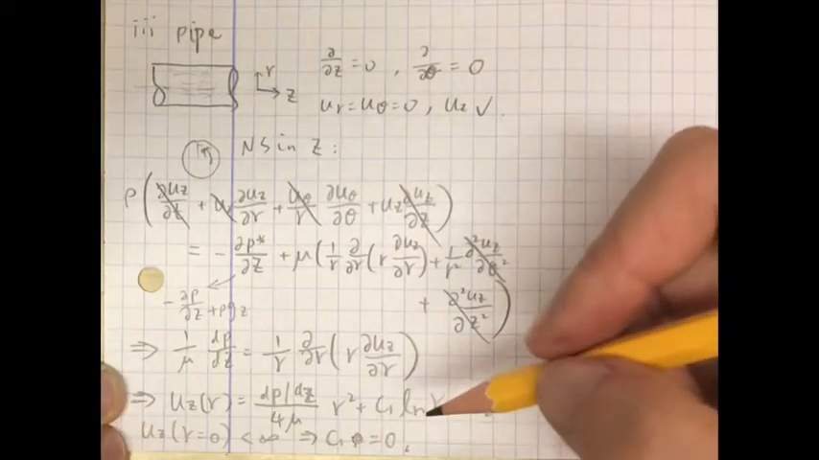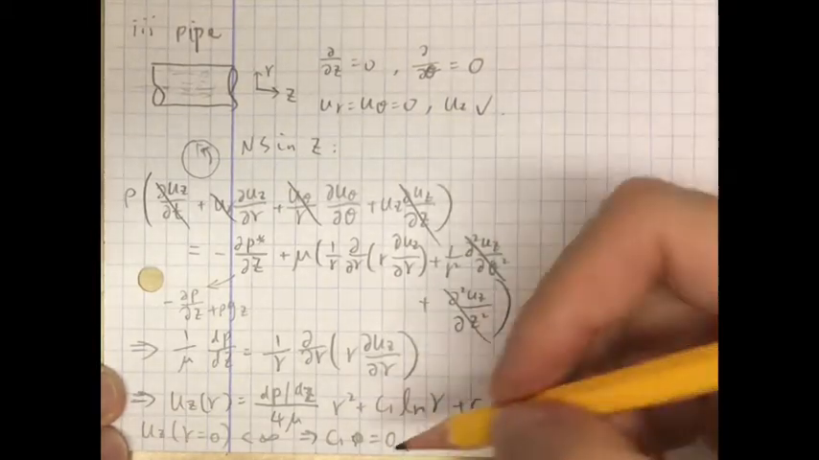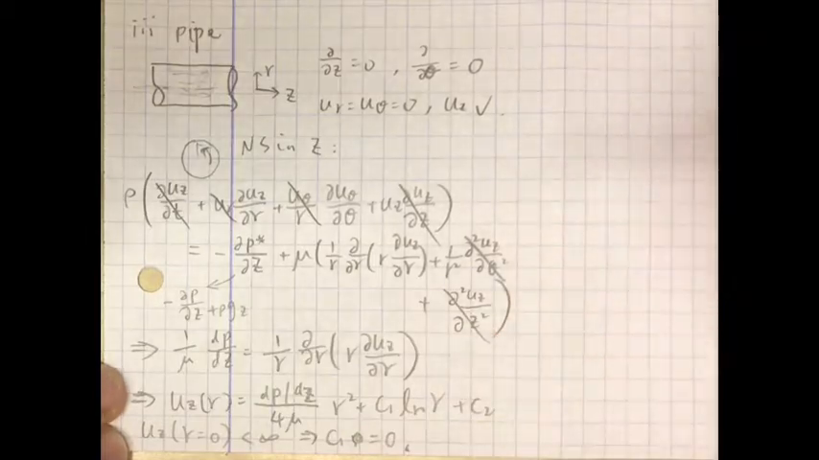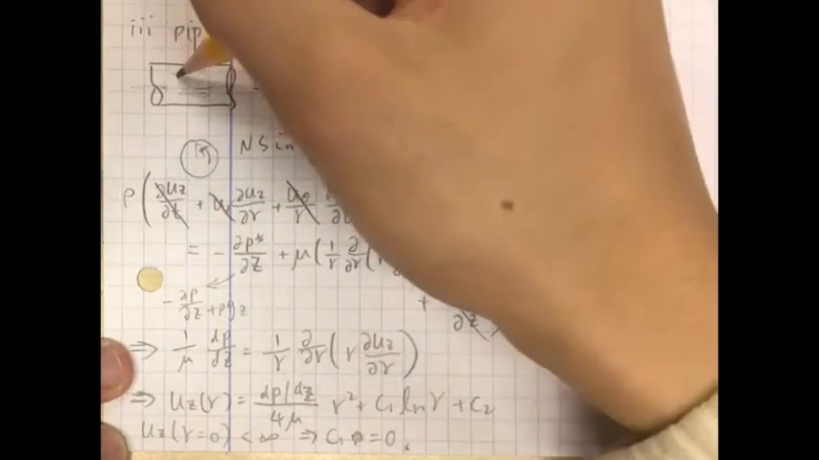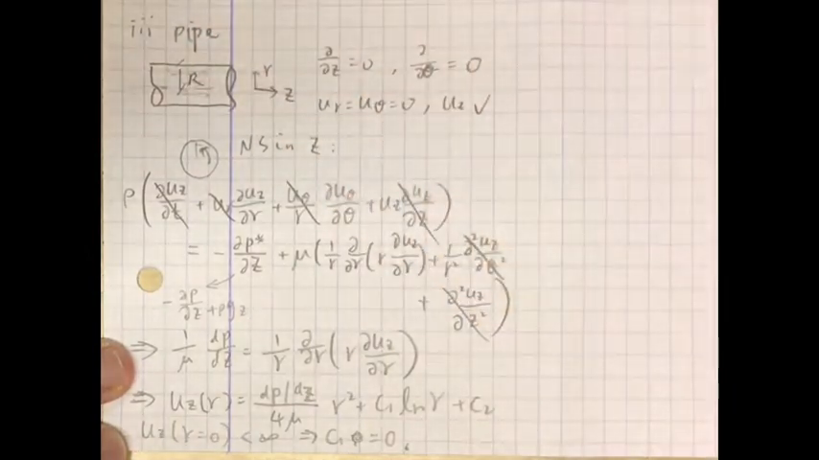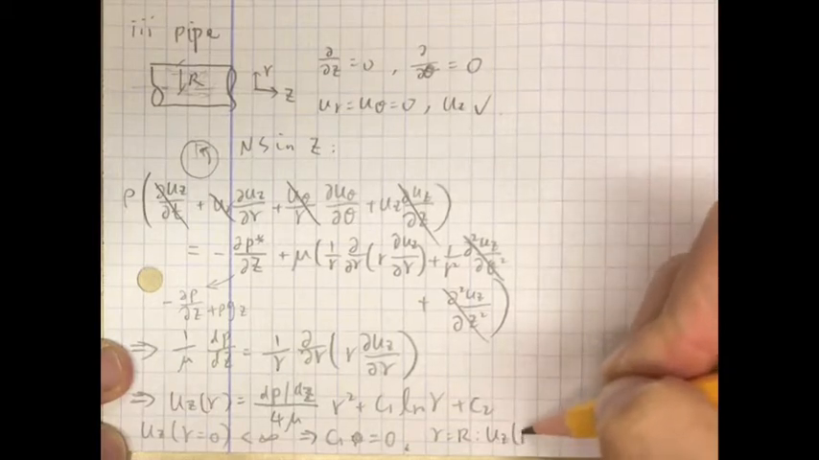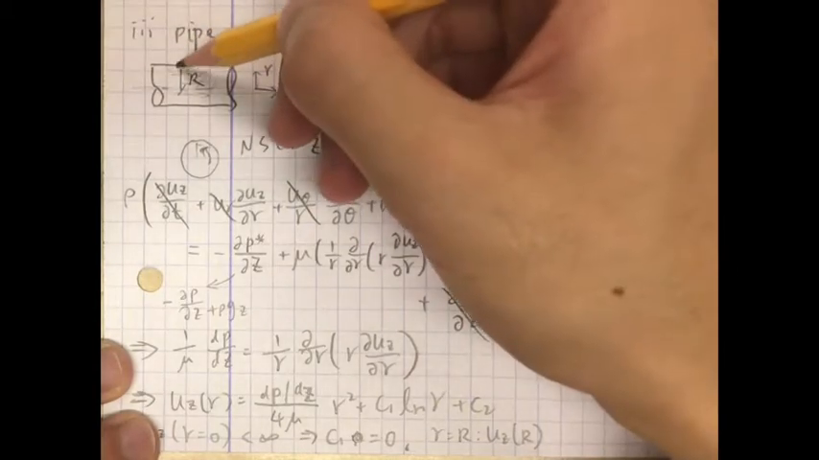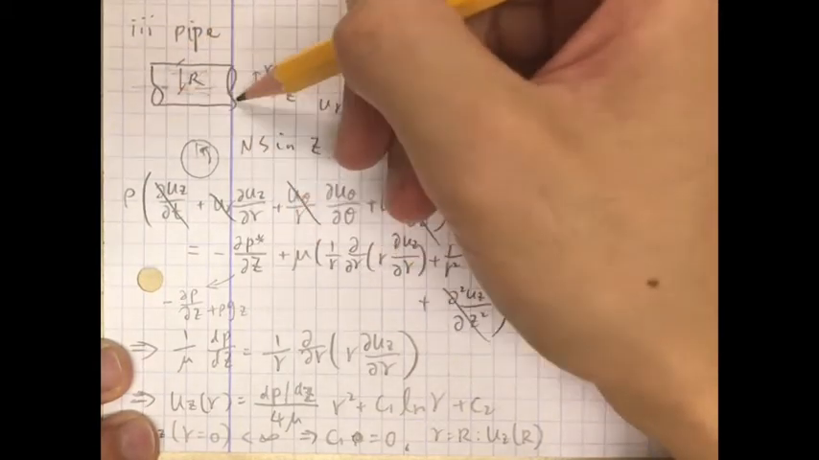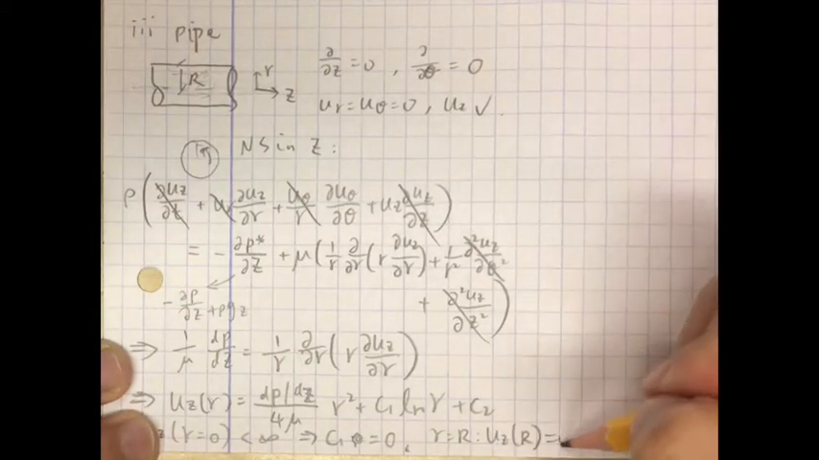Another boundary condition is the no slip condition at the boundary, right? At r equals capital R. So when r equals capital R, then uz should have the same velocity as the velocity of the boundary of the pipe, which will be 0, right? Which will be 0.